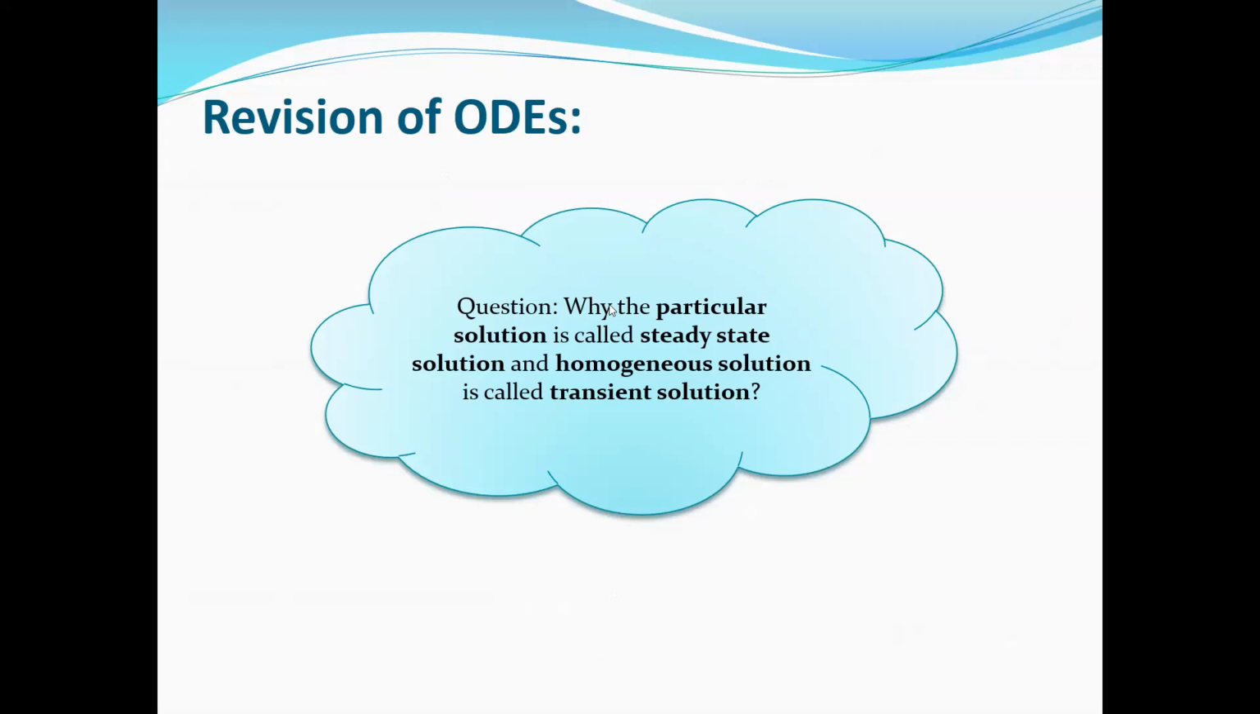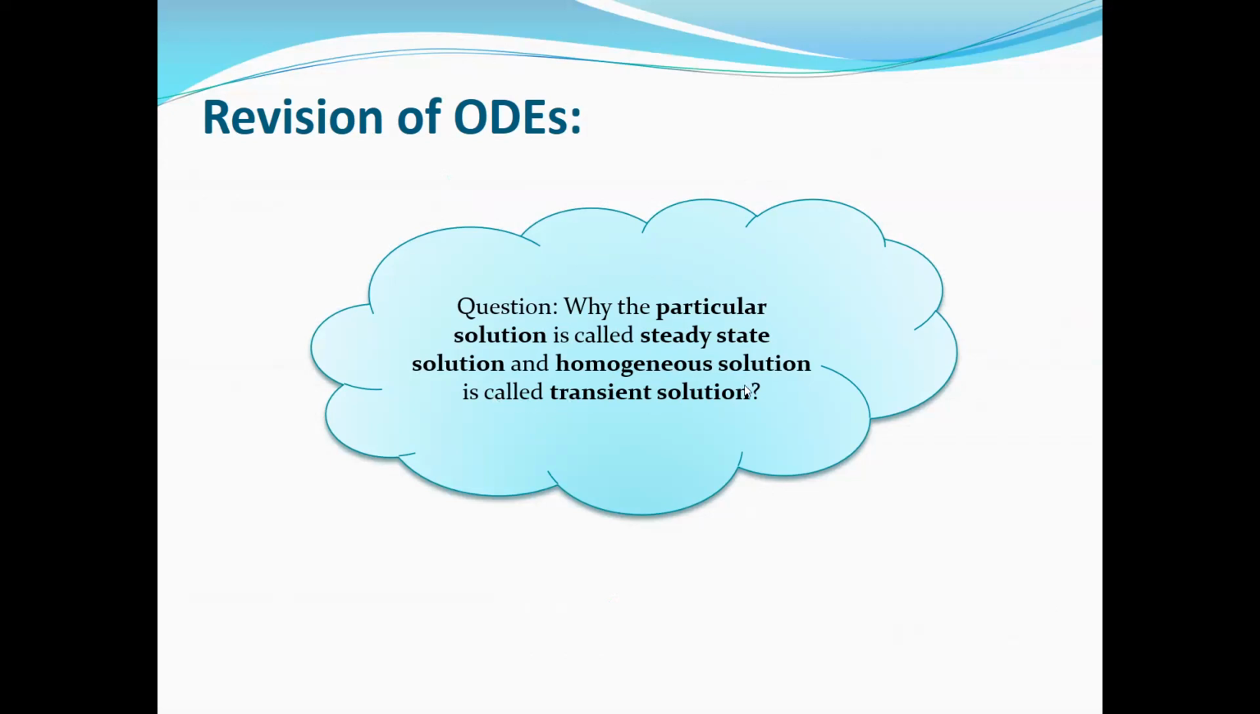Here is an important question. You can go through this question, and if you can find the response, you can later send me your response, or in the next session we can discuss the response for these questions. Why is the particular solution called a steady state solution and the homogeneous solution called a transient solution?